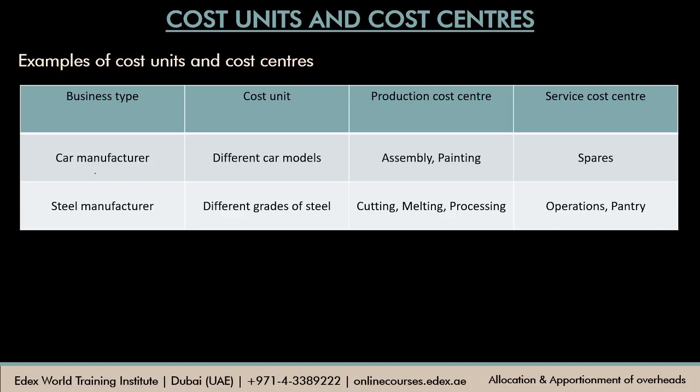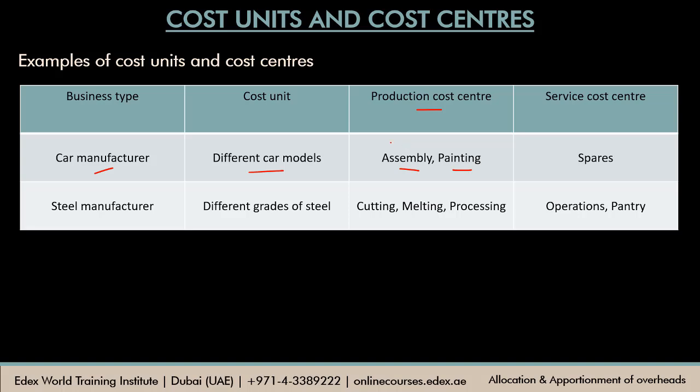Let's say we talk about a car manufacturer. For this car manufacturer, the cost units will be the different car models that they sell. I told you cost units are products or services that the business sells, so the different types of cars that the business sells will be the cost units. Now, to ensure complete production of one car, that car will have to go through the assembly department, the painting department, and many other departments, obviously. These departments will be the production cost centers for a car manufacturer.